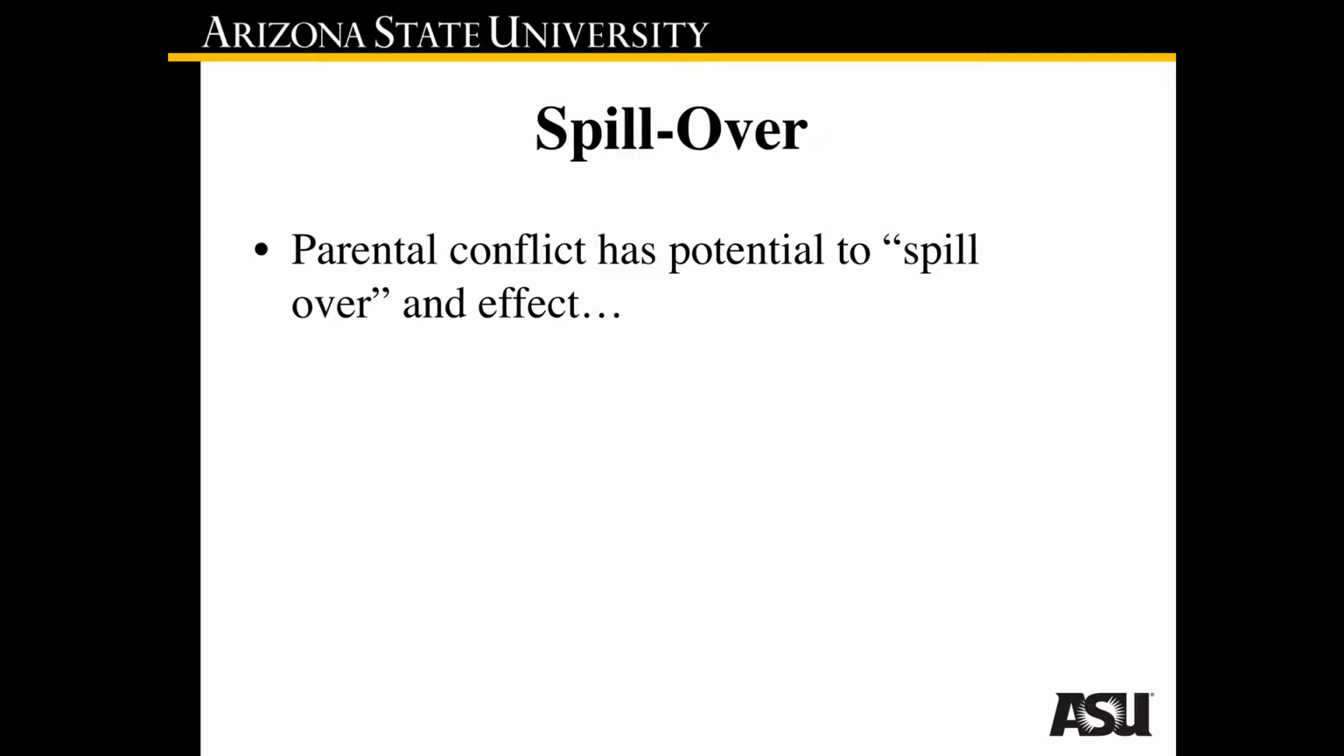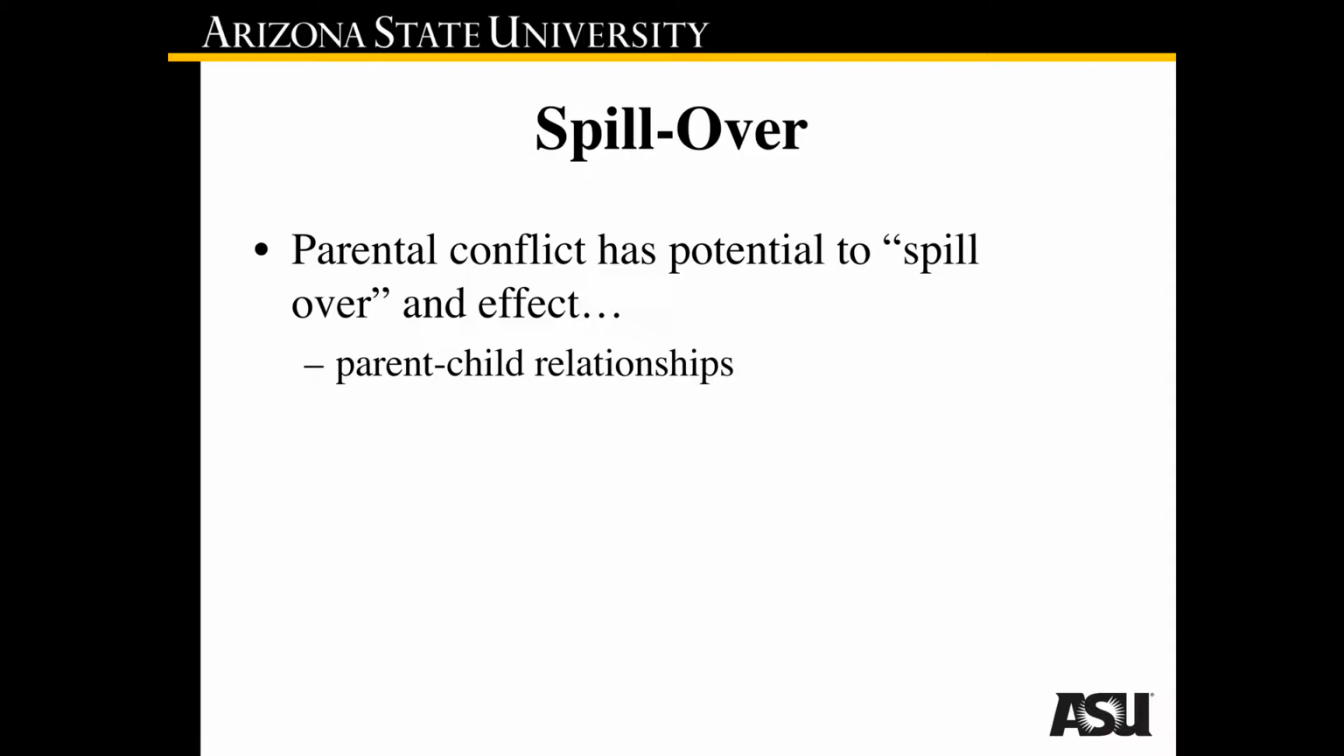There's also the notion of spillover in parent-child relationships. What this means is that how a parent communicates in various relationships can affect their other various relationships. For example, there is considerable research that says that two-parent conflict, so feuding parents or feuding spouses, has potential to actually spill over and affect multiple relationships within the family system. For example, two feuding parents can affect the parent-child relationship.